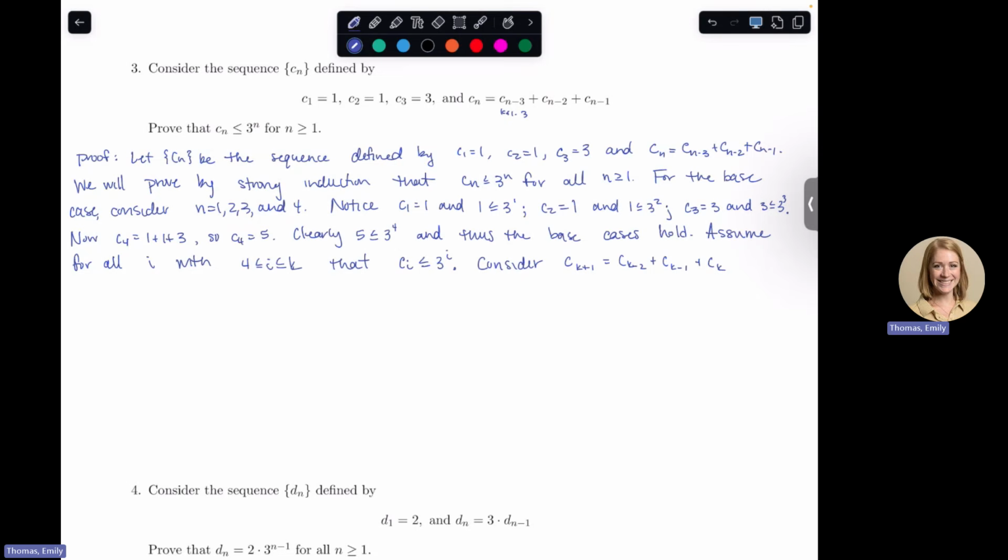And what do we know about each of those things? They are in our indexing piece, yes. So what do we know about each one of them? They're less than 3 to the whatever their exponent is, right? Right. This is less than or equal to 3 to the k minus 2 plus 3 to the k minus 1 plus 3 to the k. Now, what would we actually like to show? Well, we would like to show that C sub k plus 1 is less than or equal to 3 to the k plus 1.